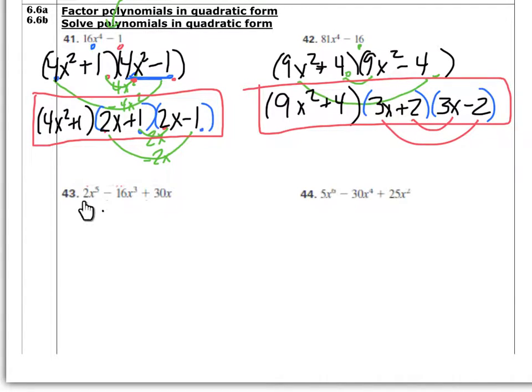Now 43 and 44 are different from that of the first two. You're going to notice here that the square root of 2 is not a nice perfect square root, neither is 30, so it doesn't work that way. What you're going to want to do for these two problems is to look at them and see if there's anything you can pull out of all three of the terms.